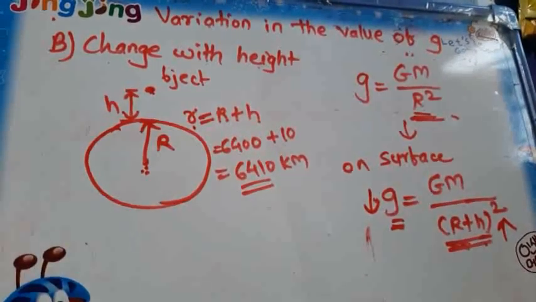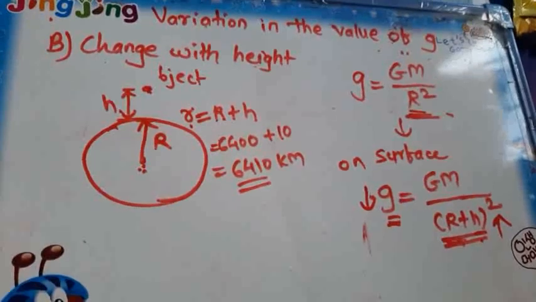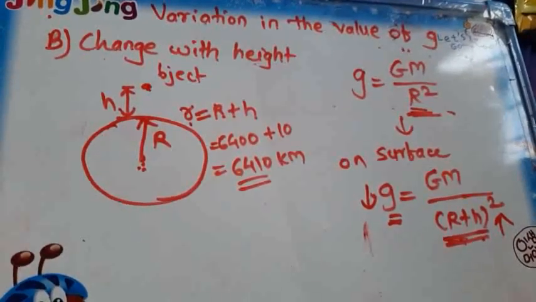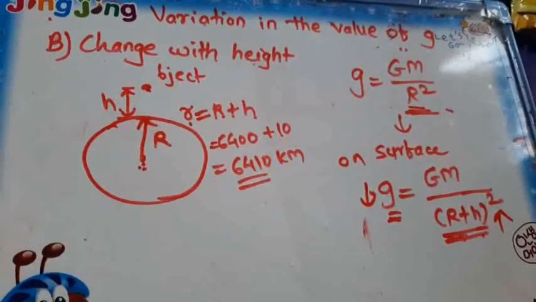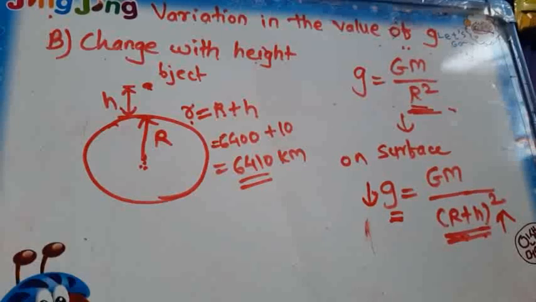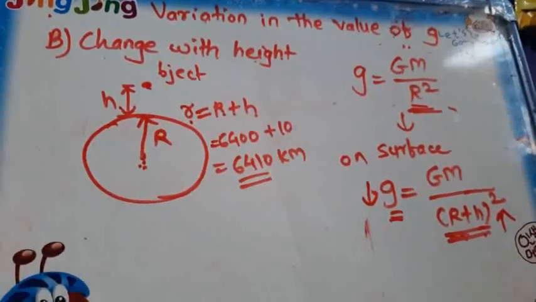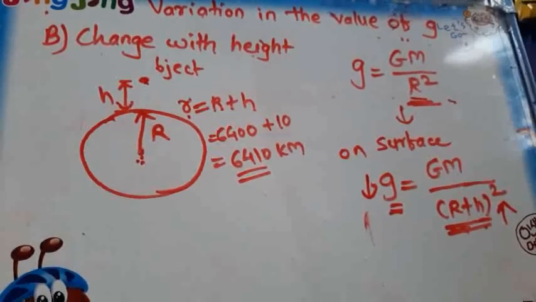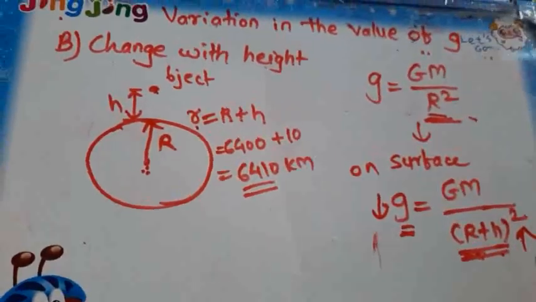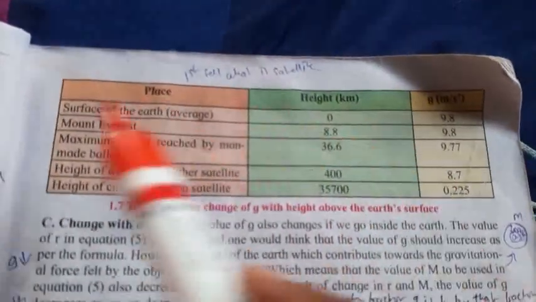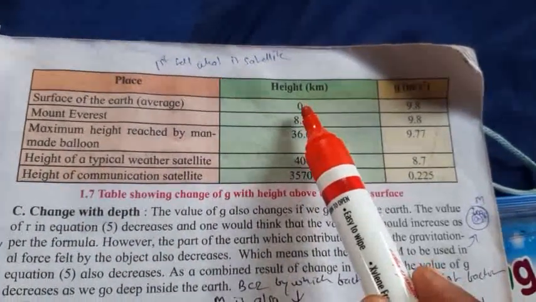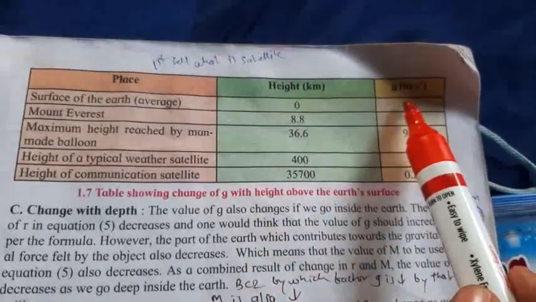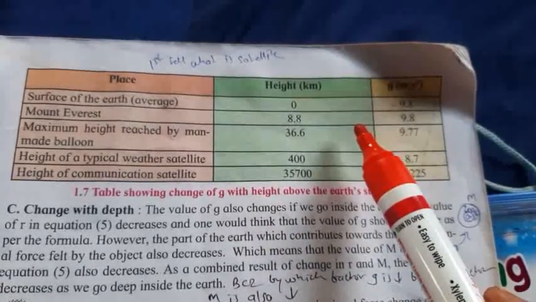But for the artificial satellites which are orbiting in the sky at higher heights, for example approximately 32,000 km above the surface of earth, in those cases the change in acceleration due to gravity is considerable. For example, I will show with the help of a table. Here you can see the table. On the surface of earth, height will be 0 because the object is on the surface of earth. So acceleration due to gravity, its value is approximately 9.8.